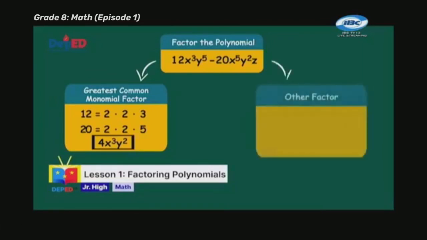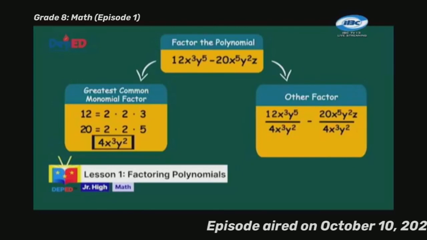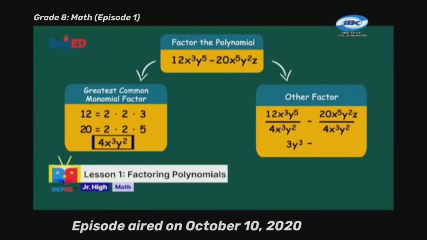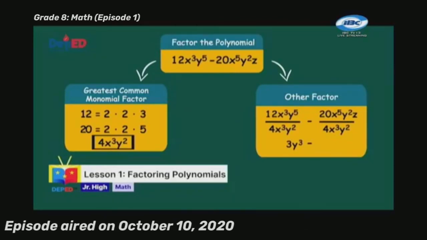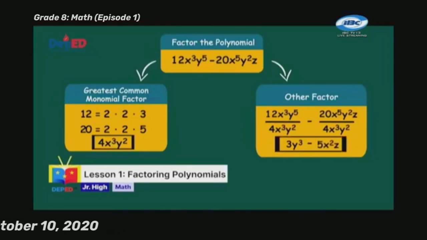Then, find the other factor by dividing each term of the polynomial by the greatest common monomial factor. The operation can be shown as such. We divide 12 by 4 and subtract exponents of expressions with similar bases. The first term of the factor will be 3y cubed minus the second term. What do you think it will be? 20 divided by 4 is 5. Then applying the laws of exponents, we will have x squared and z, since y squared divided by y squared is 1.